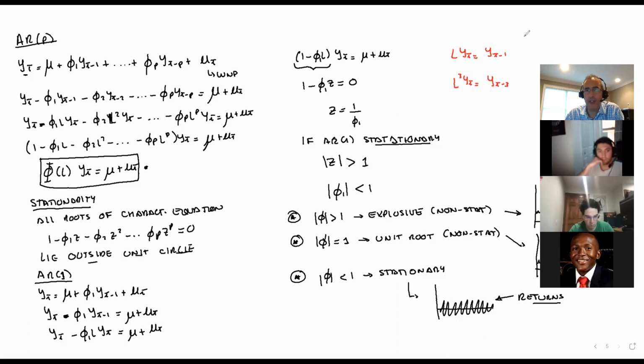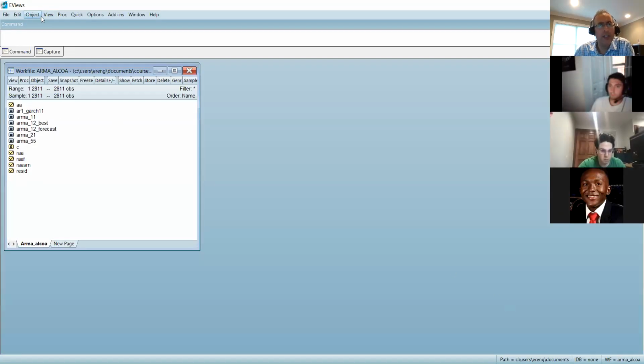Okay, so now let's go. Let me share. Can you open another Excel file, another EViews file I sent you today, I think? Yeah, the name is ARMA Alcoa. Oh, wait. Before going there.